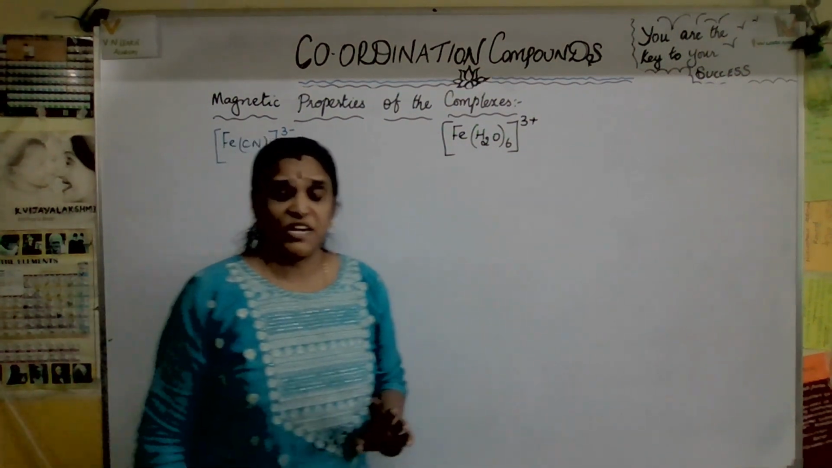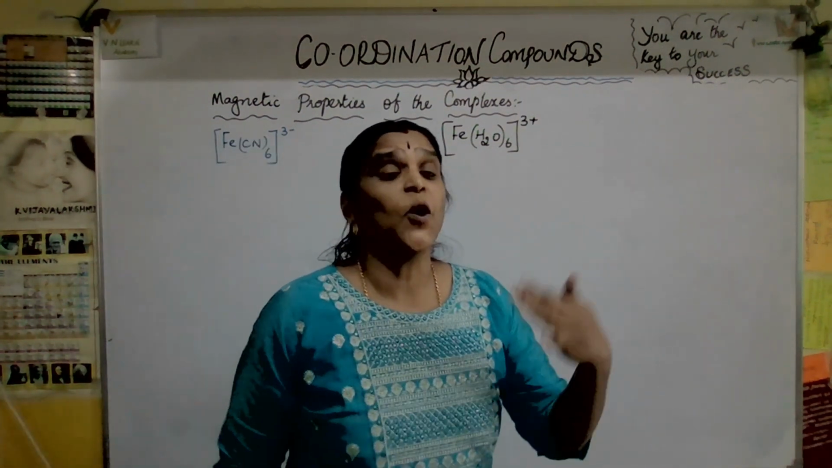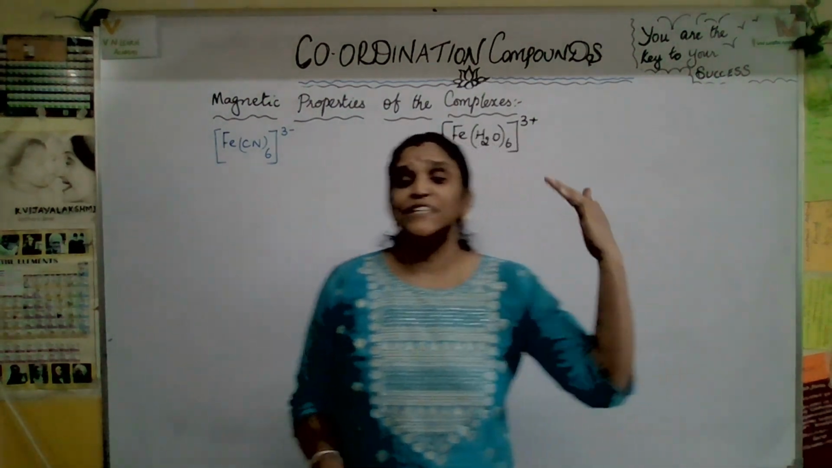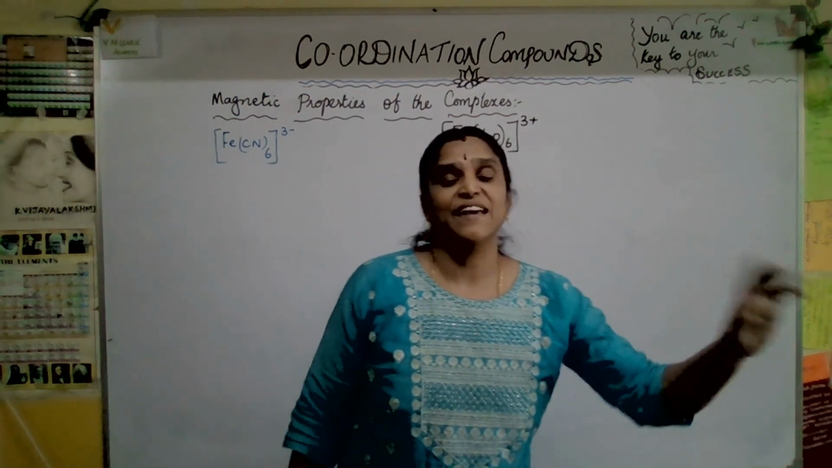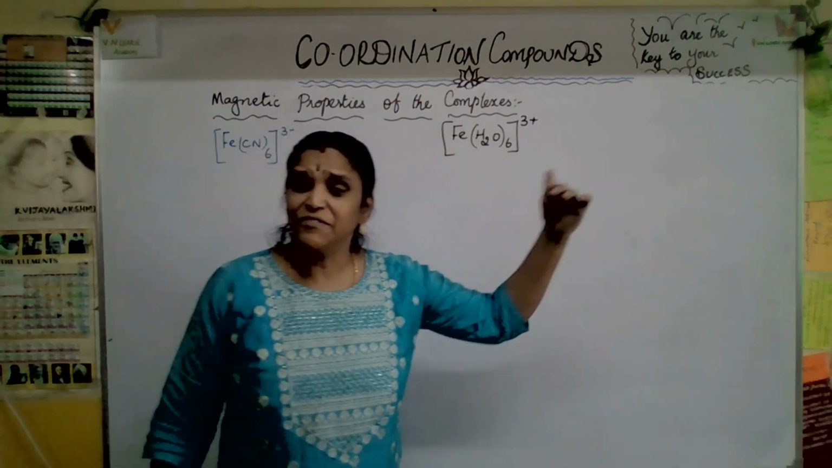Okay, now one question. Where do we get more unpaired electrons, whether it is a weak field ligand or strong field ligand? Answer these questions in the comment box. Hope you're clear with that point.